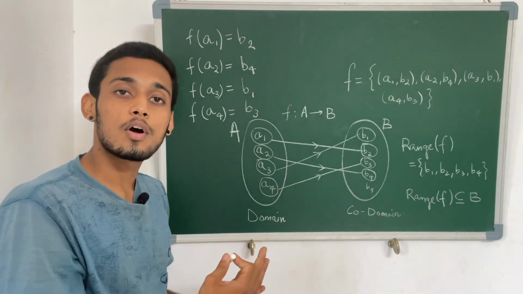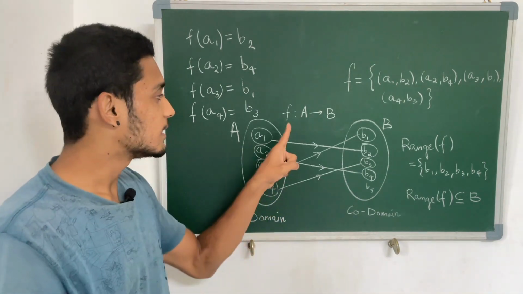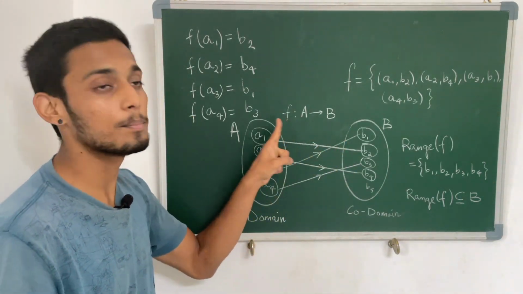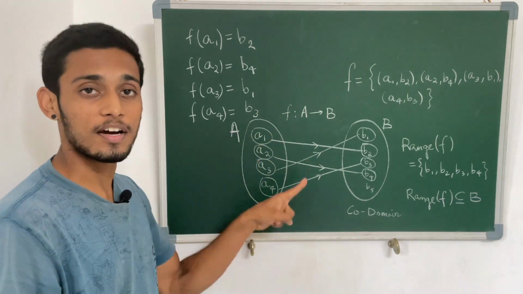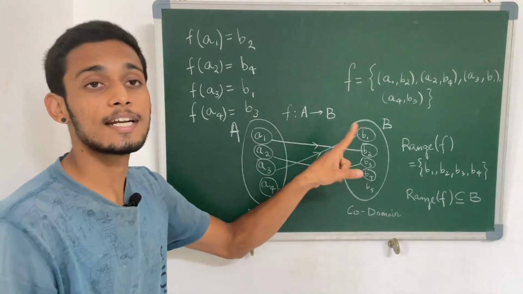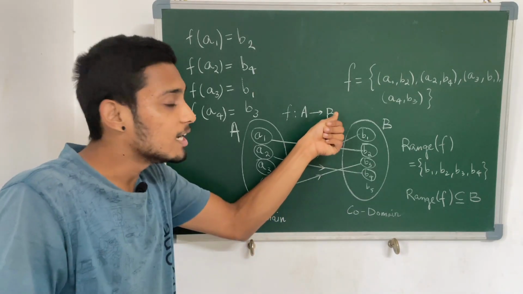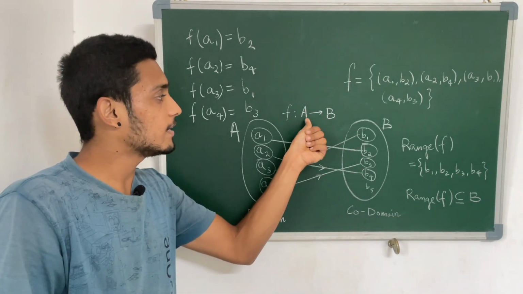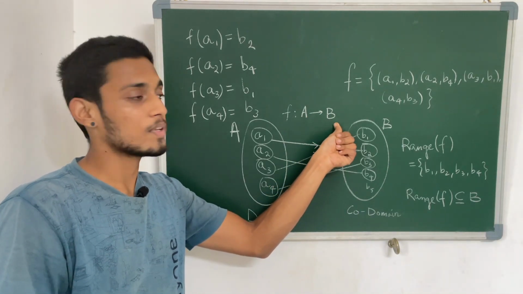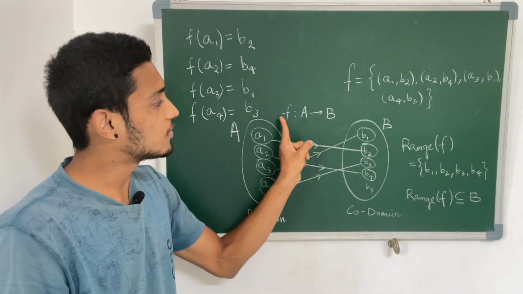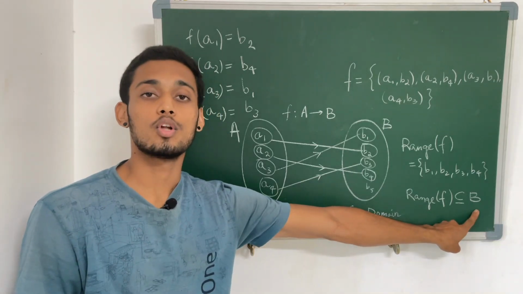And another thing that we also most commonly use is this notation, where this simply means f is a function from the set A to the set B. So it is mapping all the elements in A to the elements of B. So A is the domain, B is the codomain, and range of this function is a subset of the codomain.